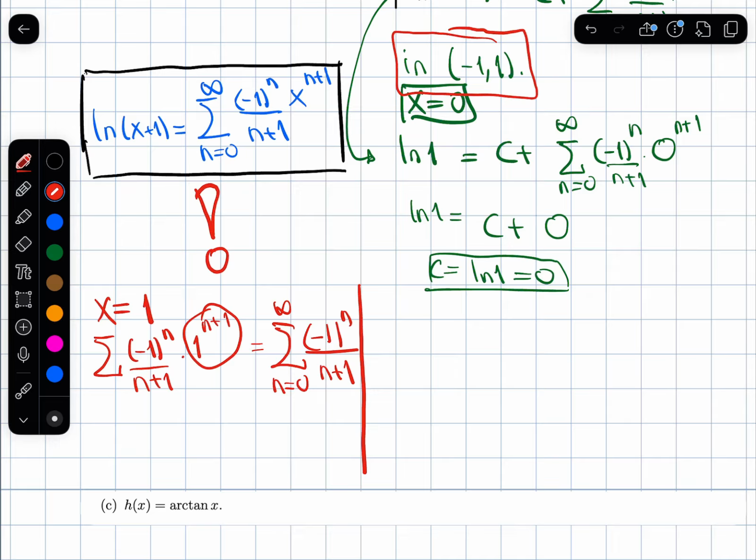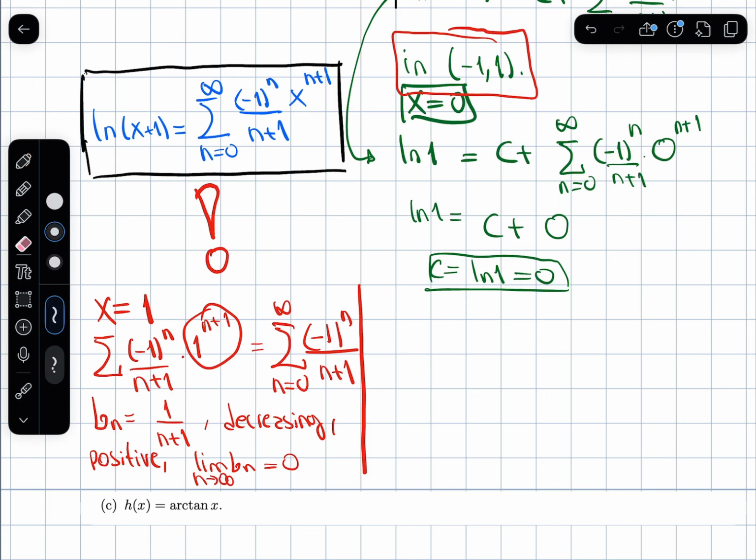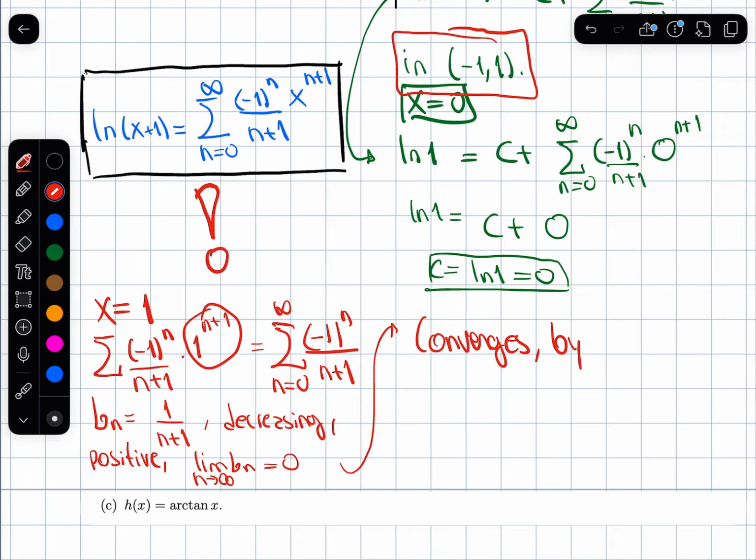If you stare at this for long enough, this is an alternating series with your b_n being b_n equals 1 over n plus 1, which is decreasing, positive, and its limit is 0 when n goes to infinity. So this means that this thing converges by the alternating series test.